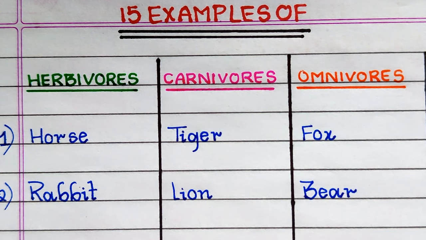Name of the first herbivore animal is horse. Second, rabbit. Name of the first carnivore animal is tiger. Second, lion. Name of the first omnivore animal is fox. Second, bear.